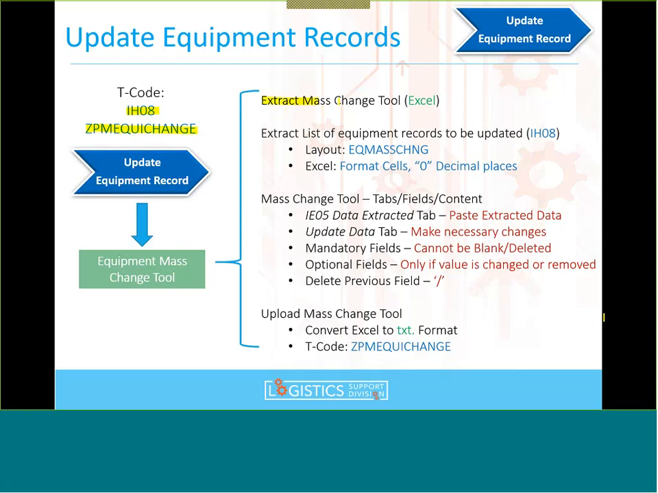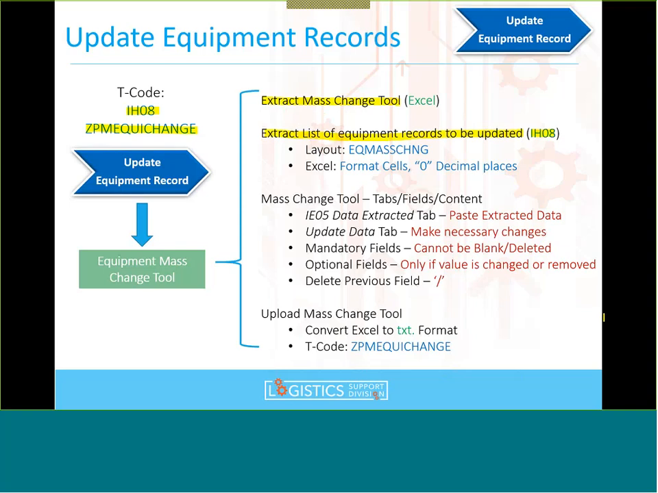So the first thing would be to extract the mass change tool Excel, and we'll look at that now and where to find it, right below the job aid in iSeek. We also extract the list of equipment records to be updated. Okay, we'll do that with IH08. So again, you guys have your own list of equipment in the credentials Excel that was shared with you. So use that equipment still. We're using the same one.